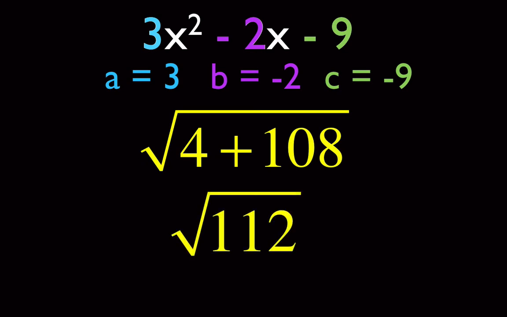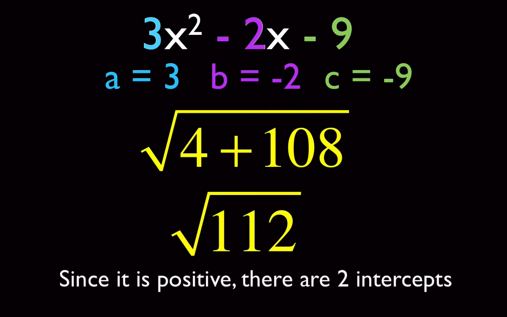Now this answer itself doesn't really matter. What matters to us is if it's positive, negative, or 0. So when we look at this, we can easily determine it is, of course, positive, and what that means is that there are 2 x-intercepts. So that's it. We're simply going through the steps, trying it out. Based on what we get, we're going to decide if there's 1, 2, or no solution.